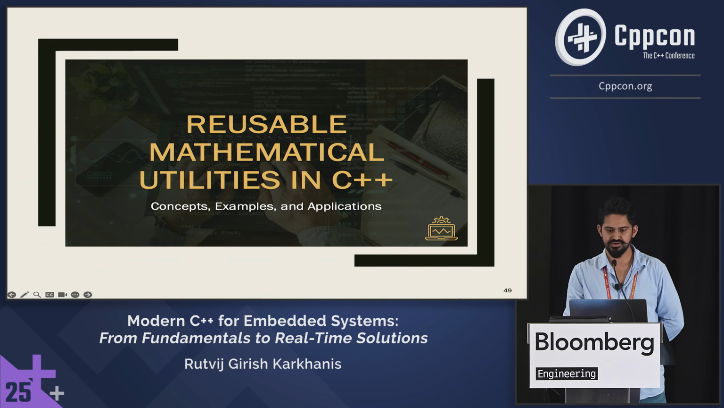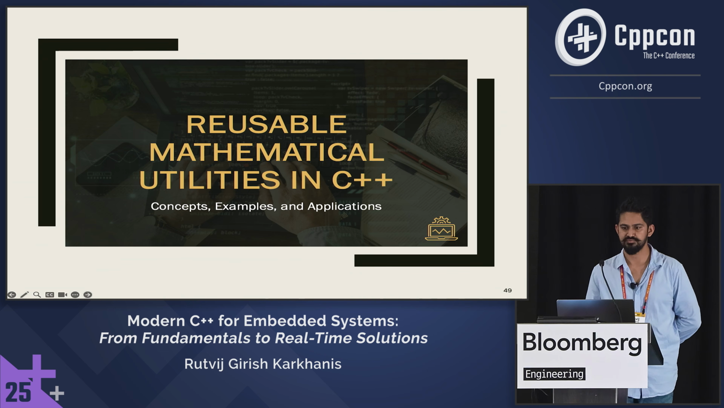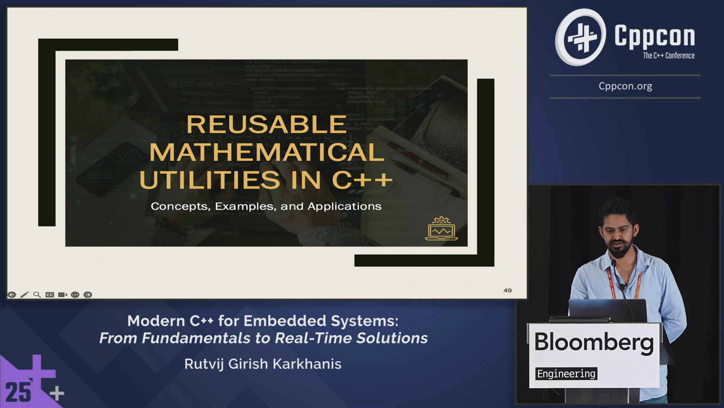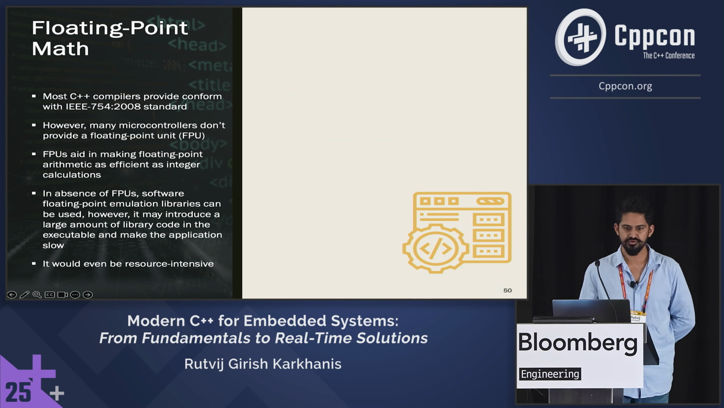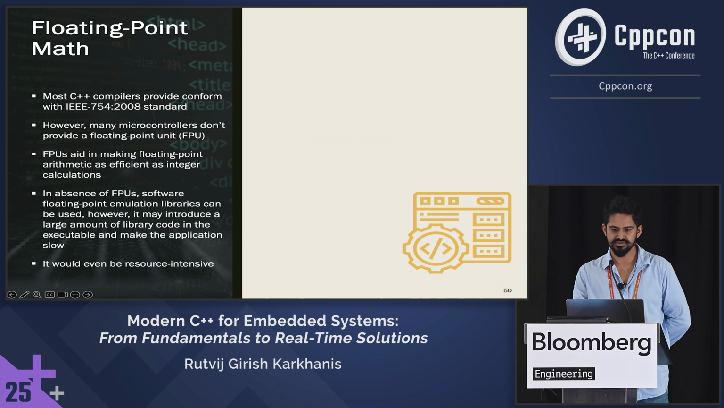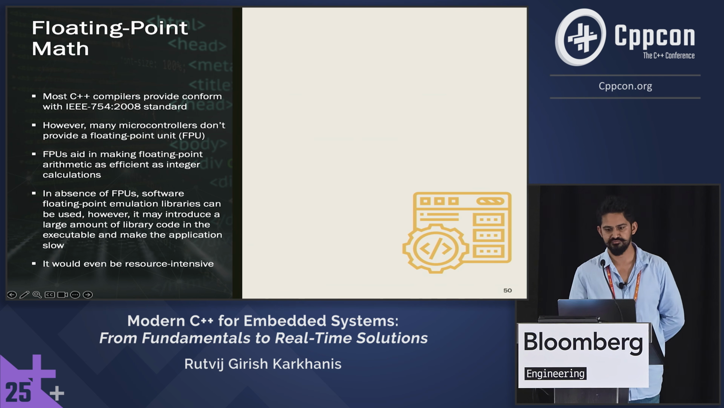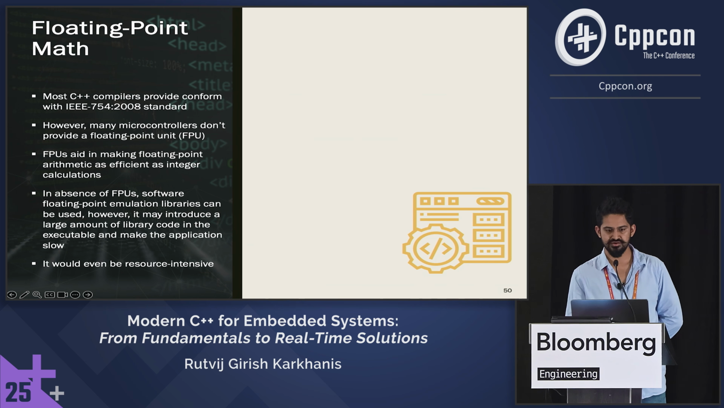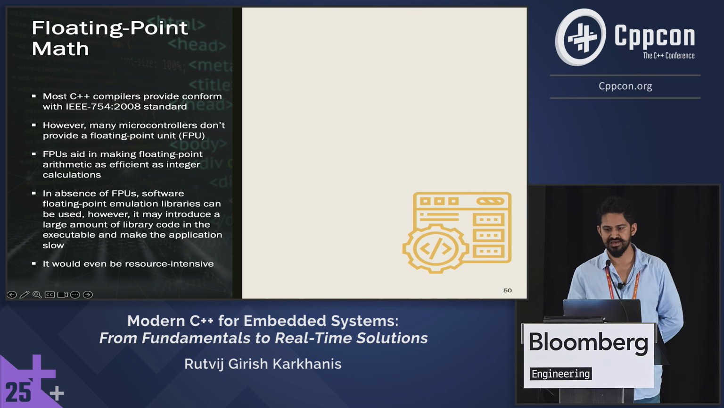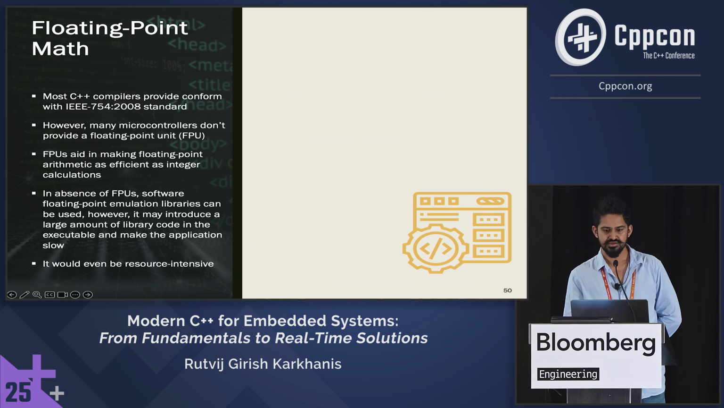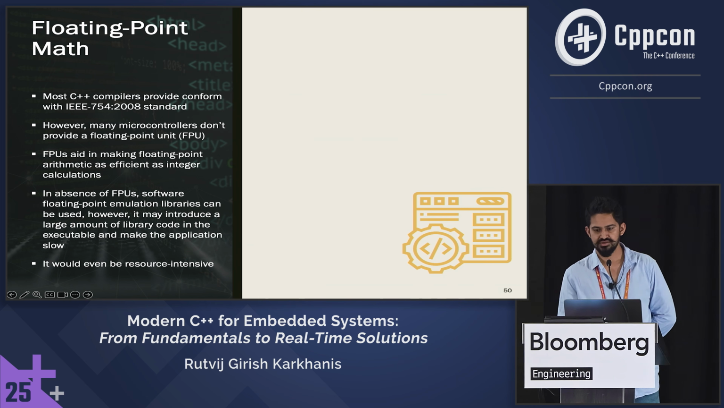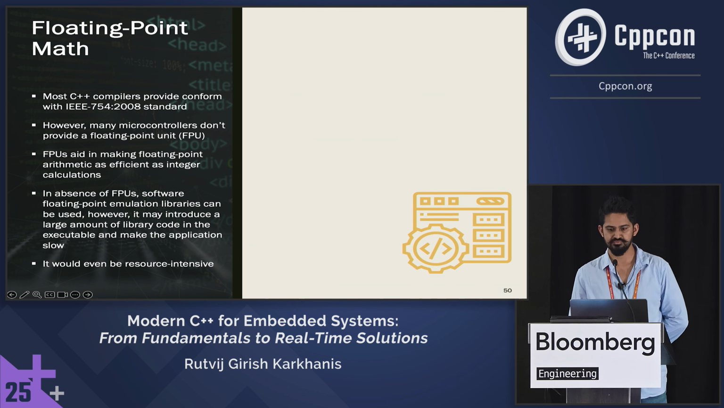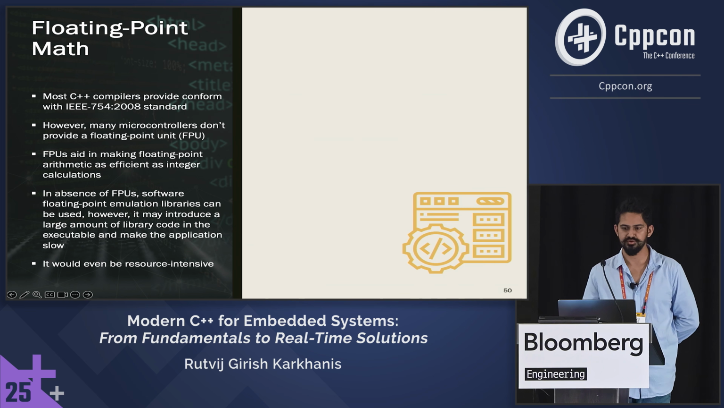Now let us look at some of the reusable mathematical utilities in C++ that can be adopted for developing embedded systems. Floating point math. Some microcontrollers have hardware support for floating point arithmetic using an FPU. An FPU can make floating point arithmetic as efficient as integer calculations, or even more so in some cases. Many small to medium microcontrollers, however, do not have an FPU, and the floating point calculations are performed with a software floating point emulation library.